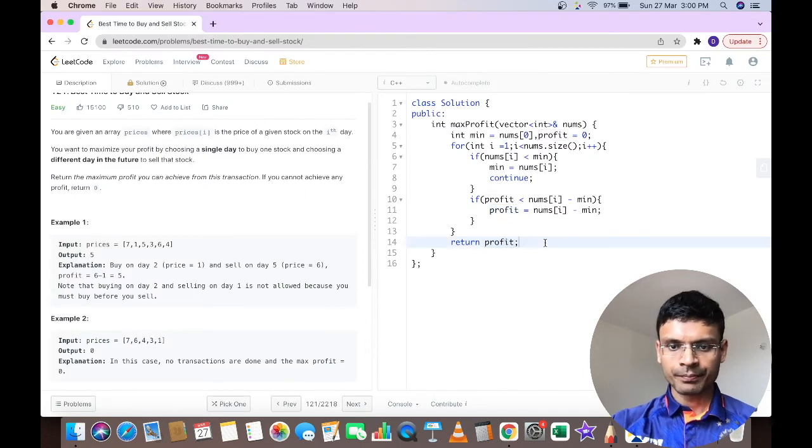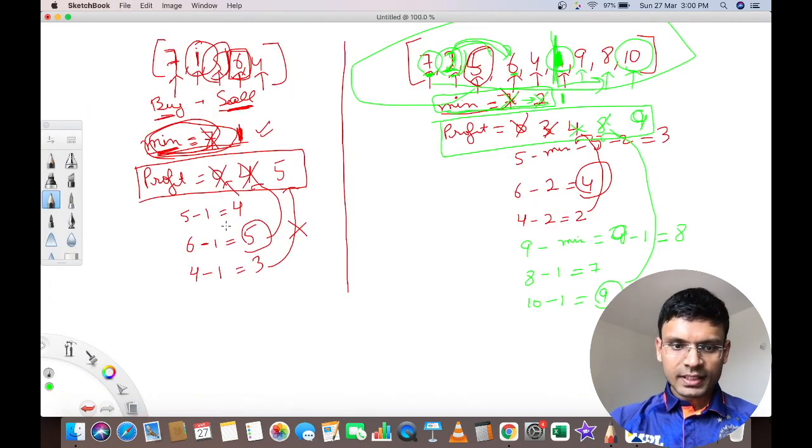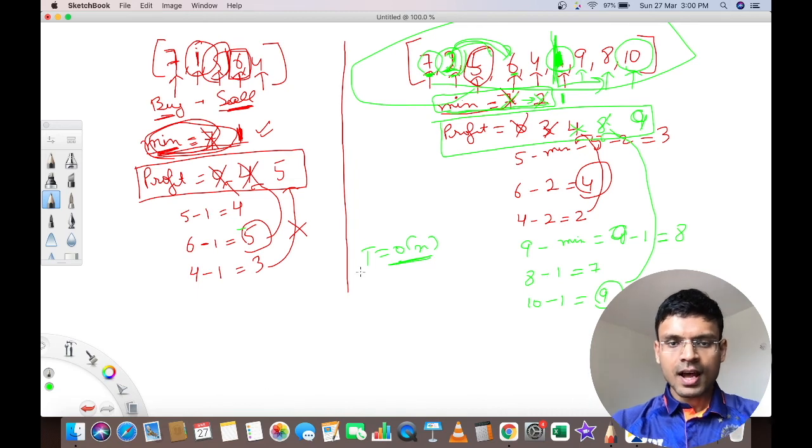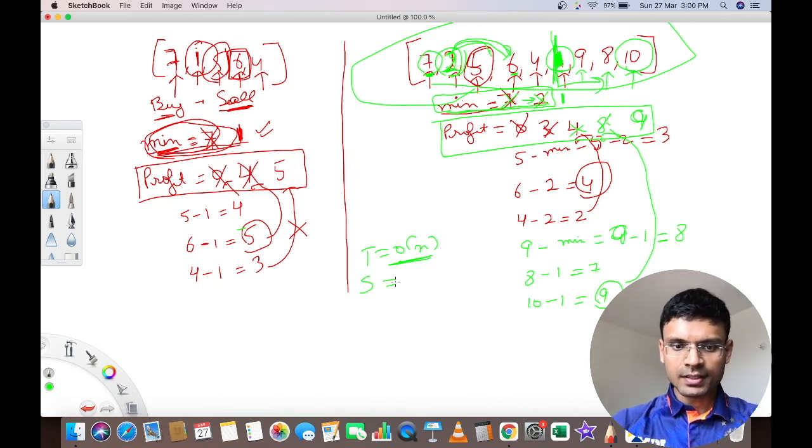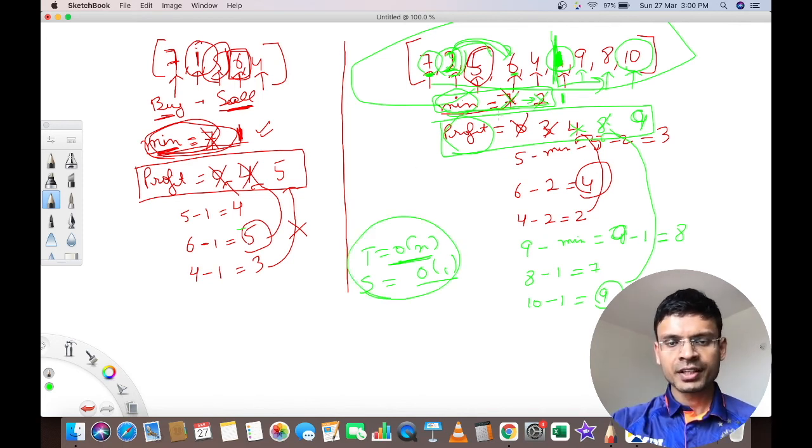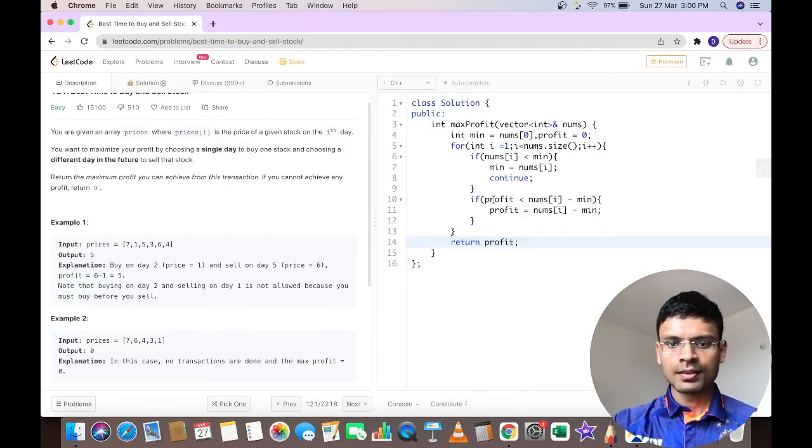So coming to the complexity part, we are iterating over the array only once. So the time complexity of this solution would be O of n, and the space complexity, for this we are creating two constant variables, min and profit. So it will be O of 1 only. So it's a pretty simple solution. We are just finding the minimum value in the array at a particular point of time, and simultaneously keep on updating the profit variable as well, right?